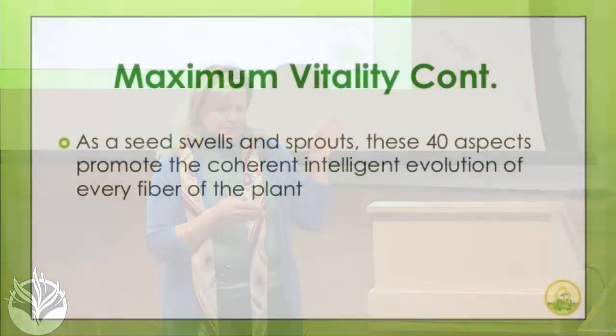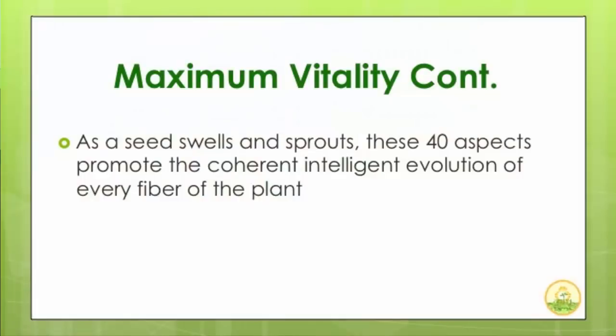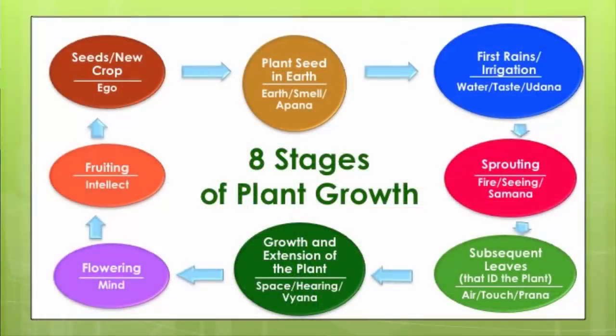As the seed, and again, when you go through those eight stages of plants, and I think I'll show that again, you'll see that each of the 40 aspects serves a couple of the different stages of those plants. So here are the eight stages of plant growth. And the different 40 aspects help enliven the intelligence within the plant genetics to let it become its full potential and this full subtle nutrition.